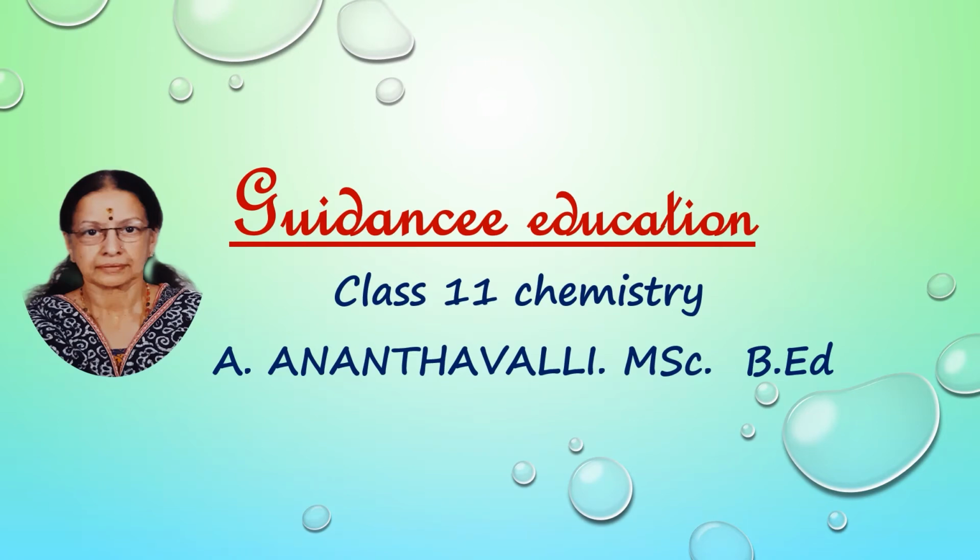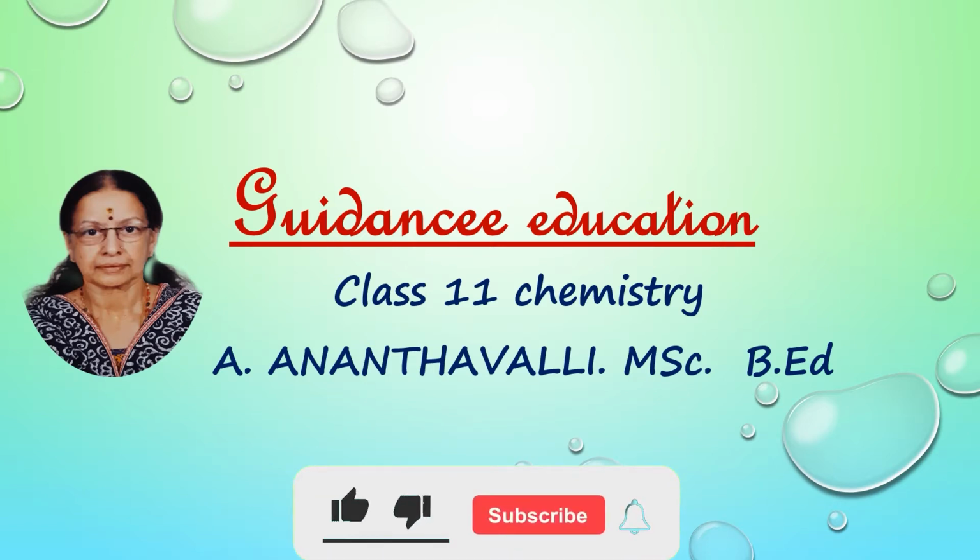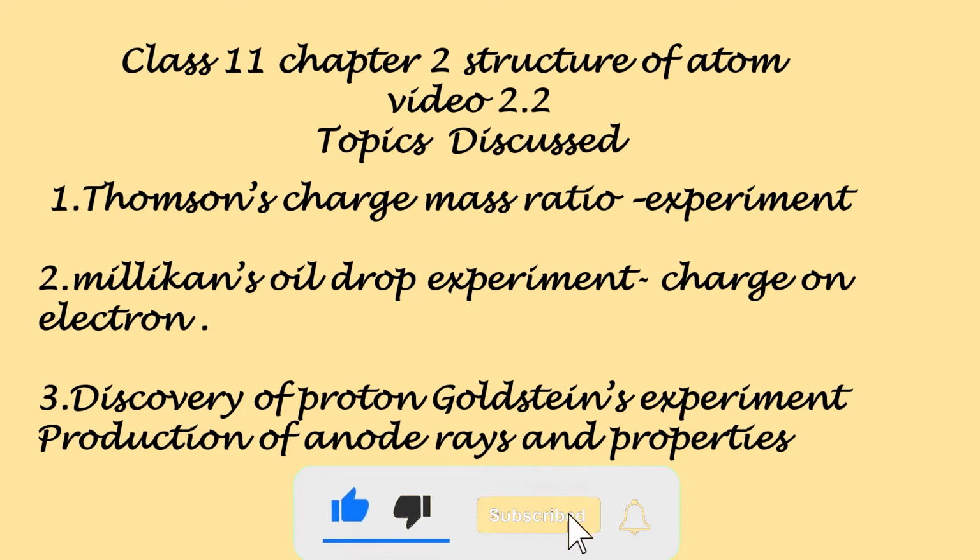In this video, we are continuing class 11 chemistry, chapter 2, atomic structure. We will see the topics that are discussed: Thomson's charge mass ratio experiment, Millikan's oil drop experiment, charge on electron, discovery of proton, Goldstein's experiment, production of anode rays and properties of anode rays. The content of this video is very important, so do not skip the video.